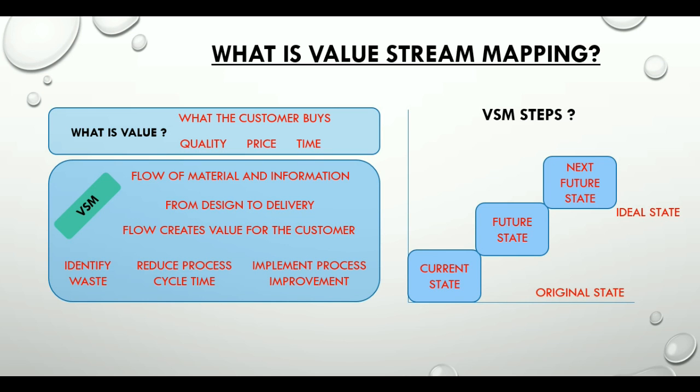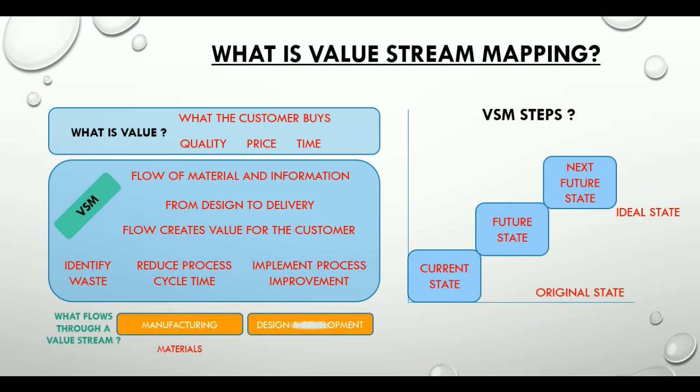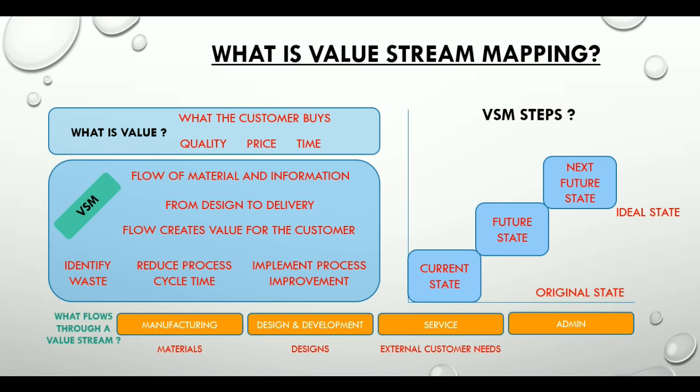So we have discussed about value stream and mapping, but what flows through a value stream? Let's quickly see a few examples. In manufacturing, what flows in the value stream are materials. In design and development, designs flow in the value stream. Talk about the service industry. It is the external customer needs that flow through the value stream. In an internal setup, for example, our administration department at our workplace, internal customer needs are what flows through the value stream.